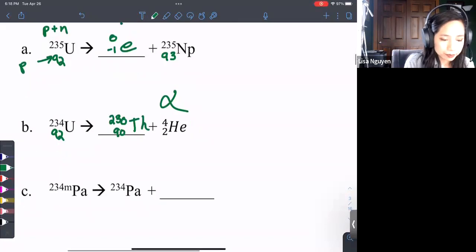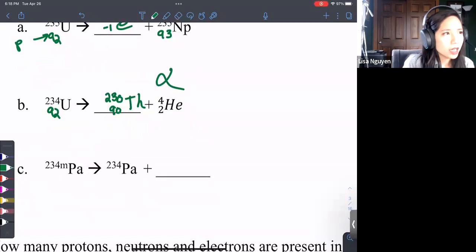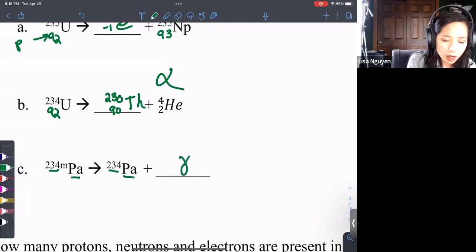All right. Last one here, and this is the last particle. Your helium nucleus here, that's an alpha particle. This last one, we see that the mass numbers are the exact same. We just have a little m within there, but the element is the same too. So the substance isn't really changing. So the radiation that's being emitted is just gamma radiation. It's just pure energy. And what that m means is metastable. It's not super stable, so all it does is emit energy.